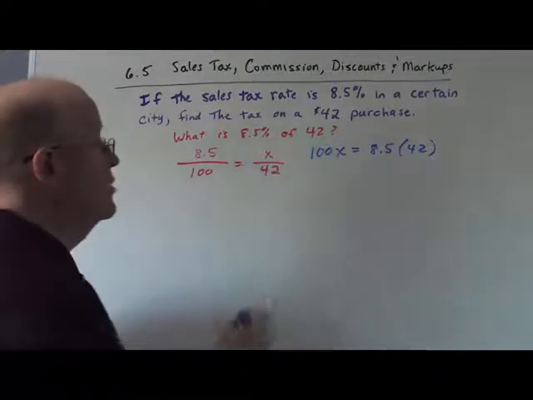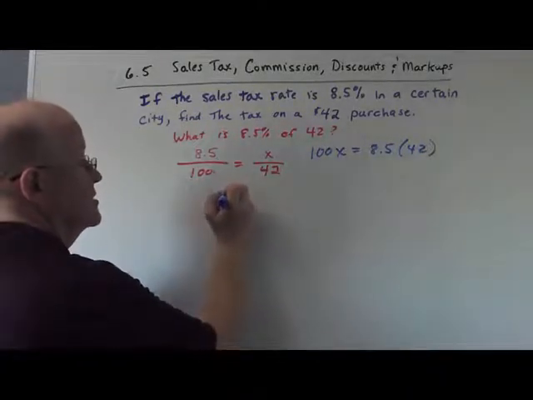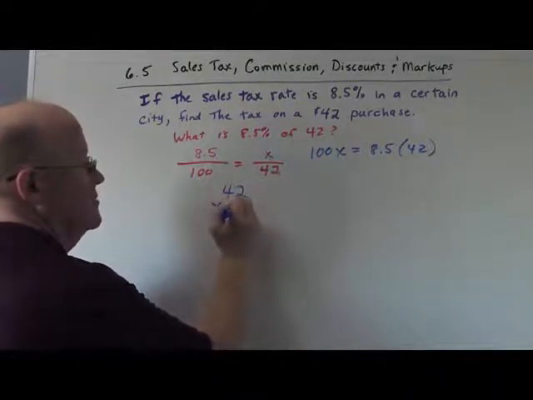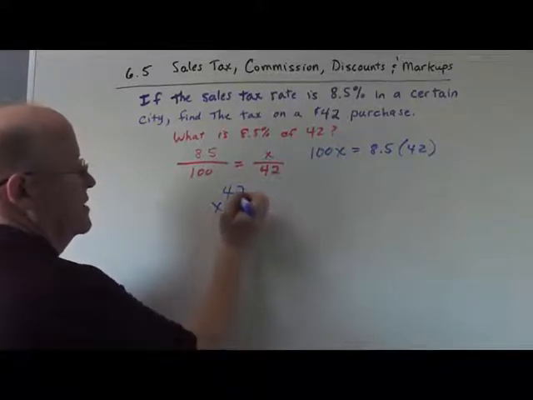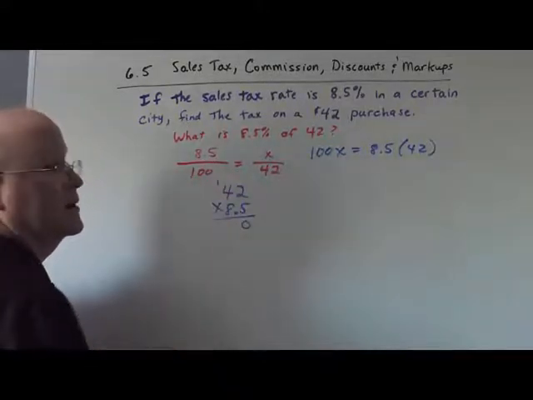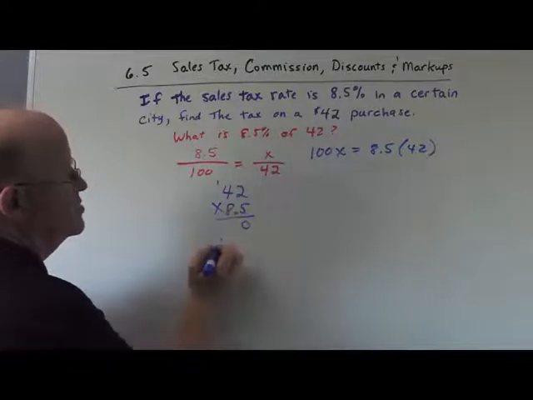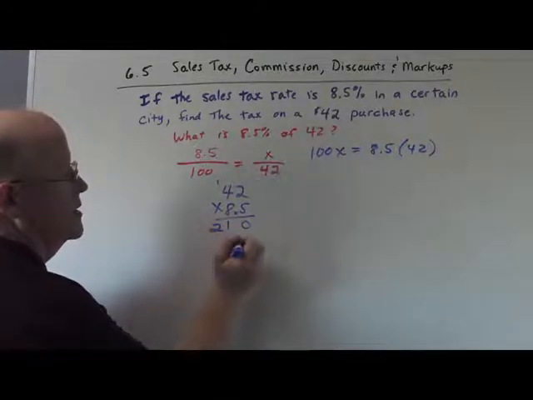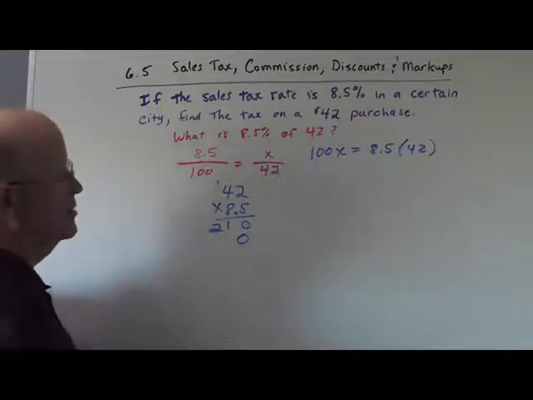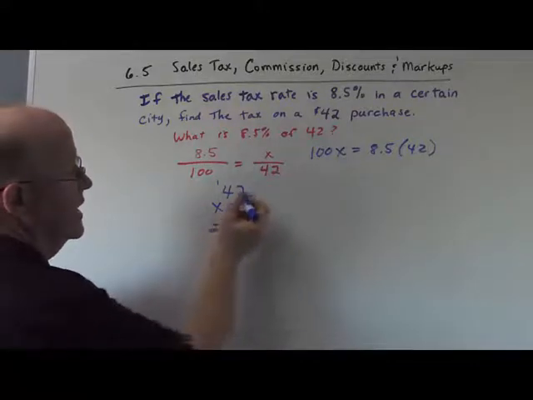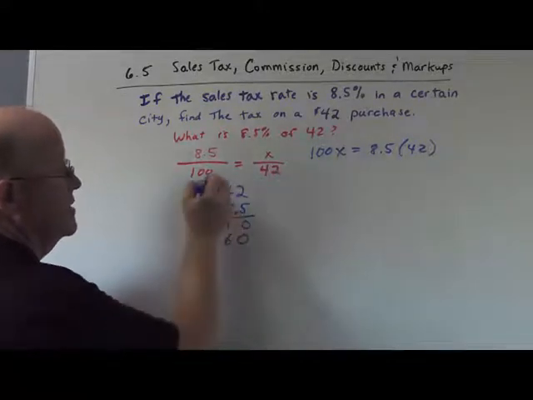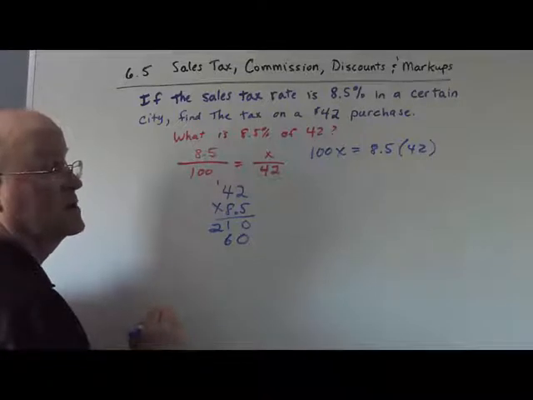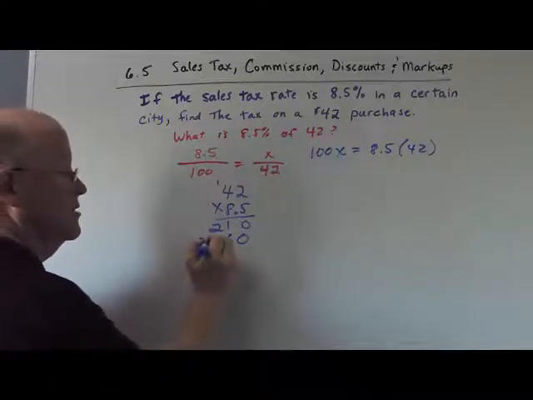And perhaps we should go over to our scratch paper and do this. 42 times 8.5. 5 times the 2 above it is 10. Put the 0 down and carry the 1. 5 times 4 is 20, plus the 1 we carried is 21. Put our 0 placeholder and now begin multiplying with the 8. 8 times the 2 is 16, carry 1. 8 times 4 is 32, plus that 1 is 33.